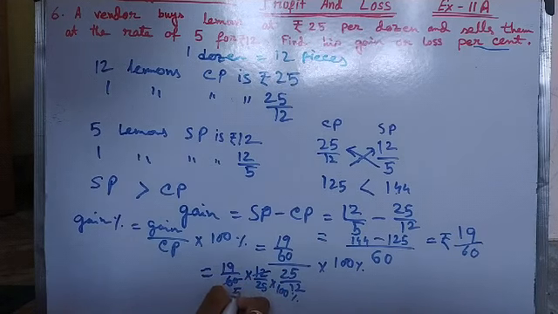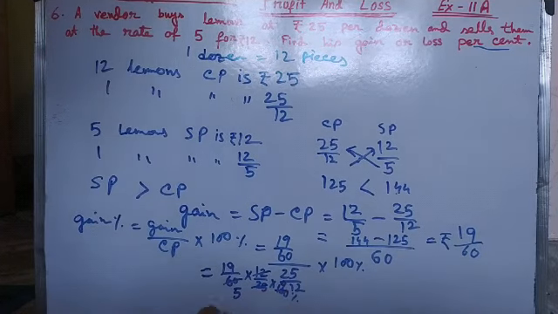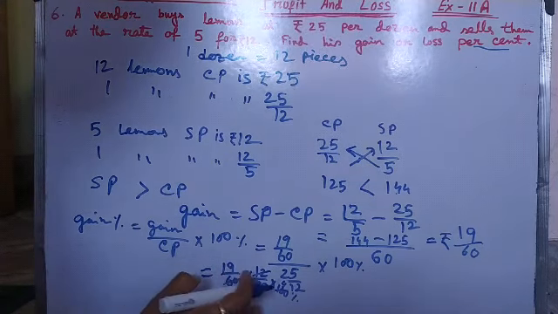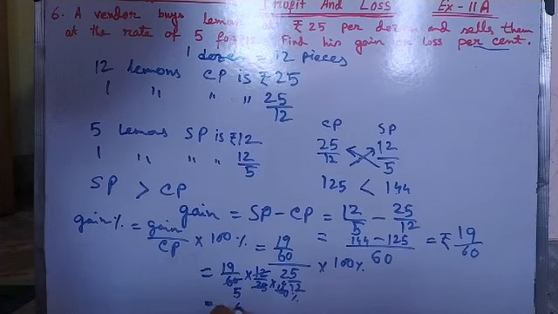12 fives are 60, 25 fours are 100, so it will be 96, no, 96 not, 19 fours are 76 by 5%. That means 5 ones are 5, 25, 1 by 5.